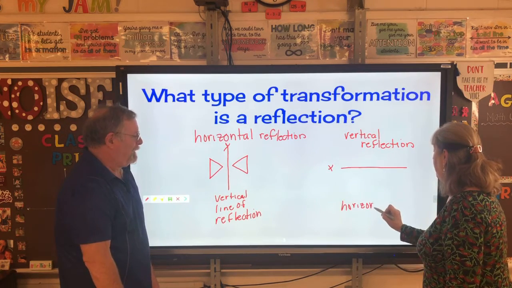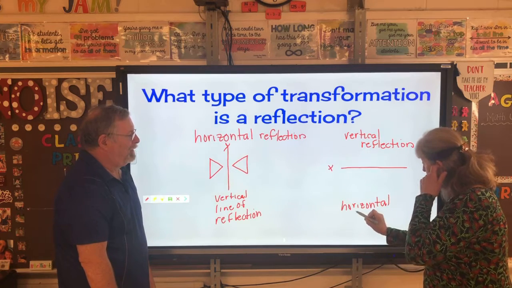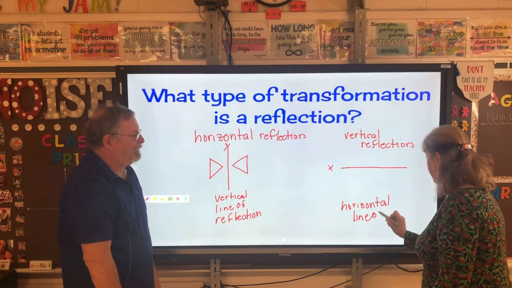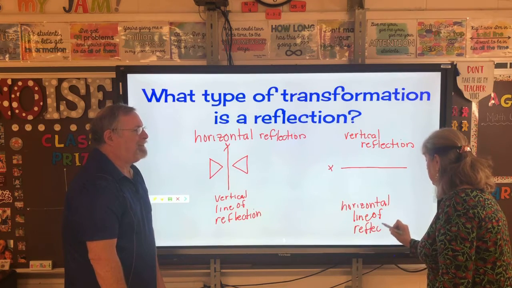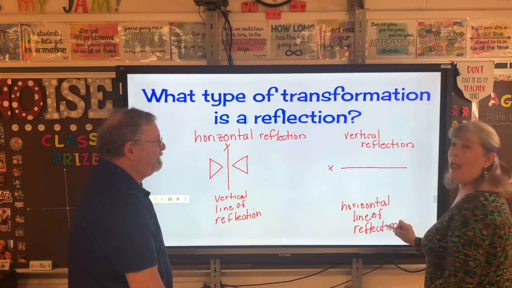I am not as good a writer as Miss Berger is. Horizontal line of reflection. Yeah, but ten times still better than if I wrote it.